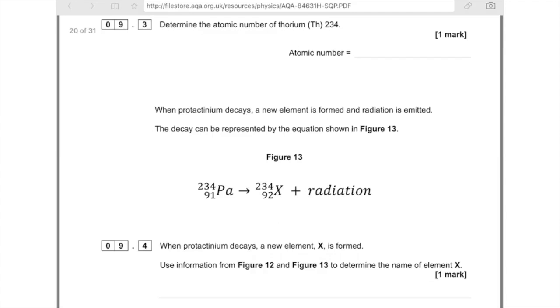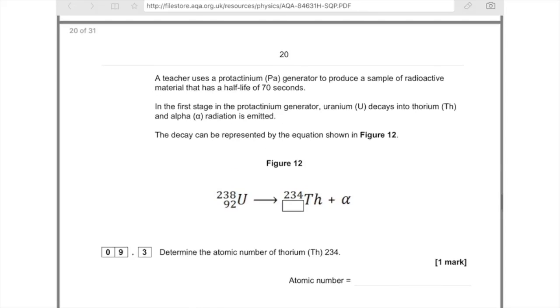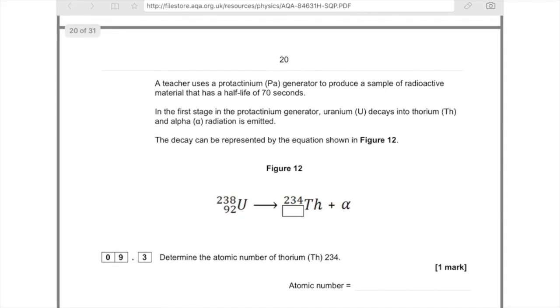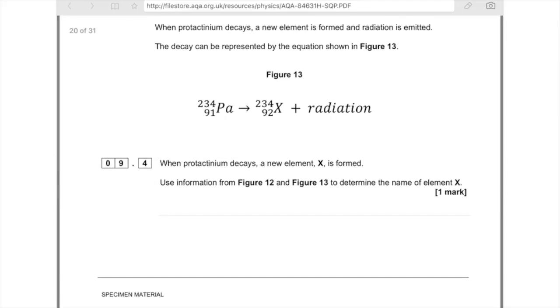When protactinium decays, a new element is formed and radiation is emitted. The decay can be represented by the equation shown in figure 13. When protactinium decays, a new element X is formed. Use information from figure 12 and 13 to determine the name of the element. Just remember the element is dictated by its atomic number, its proton number. So you're looking for an element that has a proton number of 92. And if you look back up here, you can see in figure 12, uranium has a proton number of 92, which is why the element is uranium.